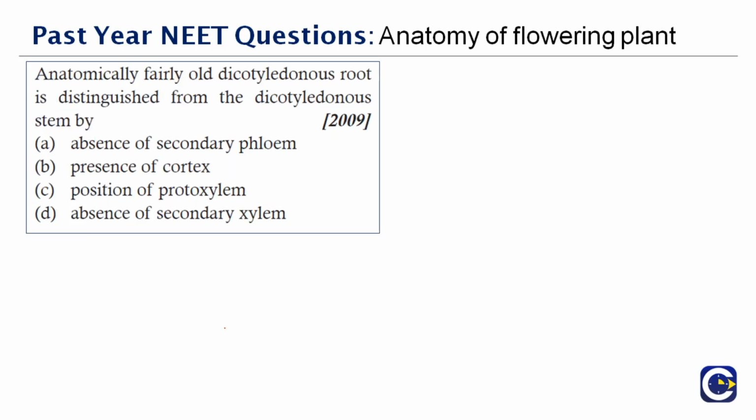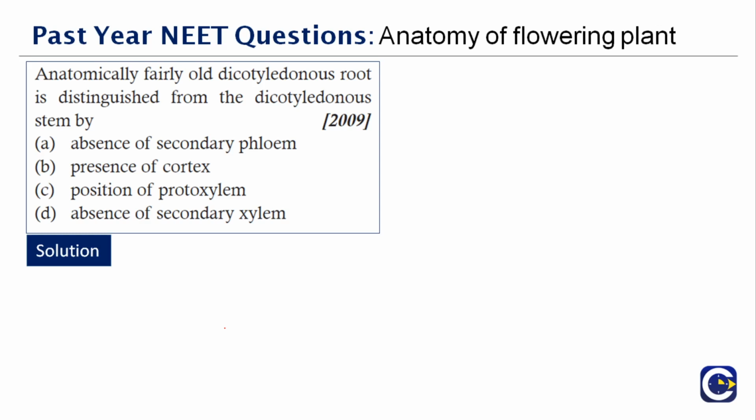Next question here. Anatomically fairly old dicotyledonous root is distinguished from the dicotyledonous stem by dash. Okay, it's a distinction between the root and the stem of the dicotyledons, to make the question easy. Anatomically, it is distinguished with the position or the presence of the protoxylem. Now what is this protoxylem? Maybe I should give you some introduction about it.